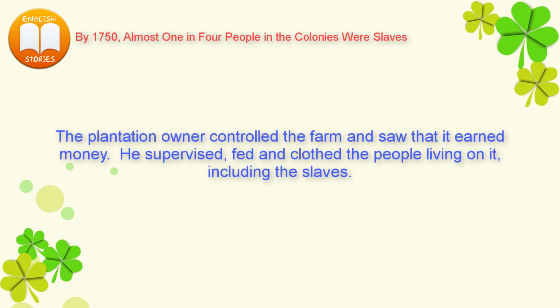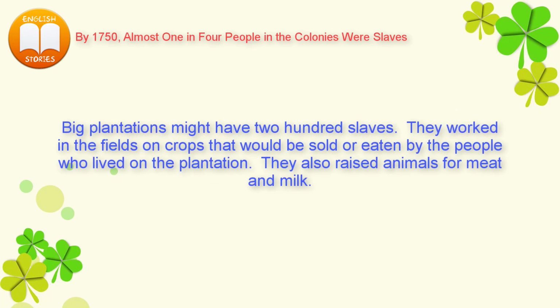The plantation owner controlled the farm and saw that it earned money. He supervised, fed, and clothed the people living on it, including the slaves. Big plantations might have 200 slaves. They worked in the fields on crops that would be sold or eaten by the people who lived on the plantation. They also raised animals for meat and milk.